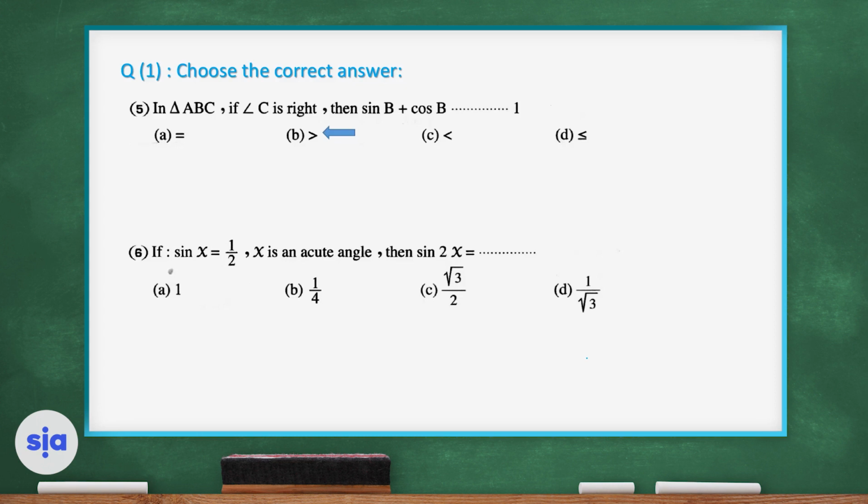In question 6, if sine x equals half, where x is an acute angle, then sine 2x equals what? First of all, let's find angle x. Given that sine x equals half, you need to check, sine what equals half? Yes, so x equals 30. Then the question wants you to find sine 2 times 30, which is sine 60. You will see that sine 60 is equal to square root 3 over 2. So in question 6, the answer is C.